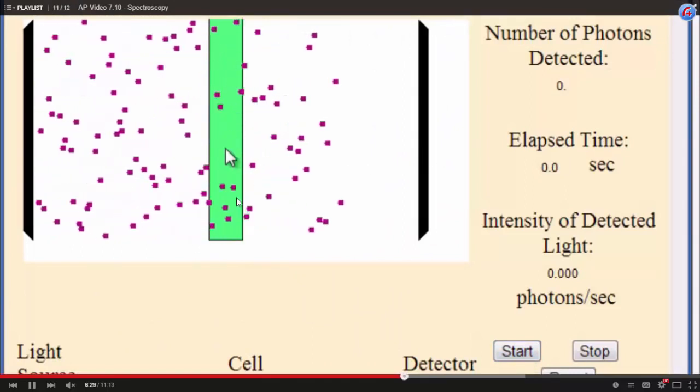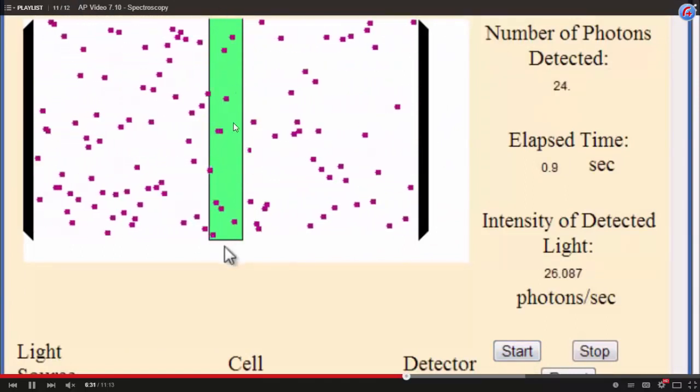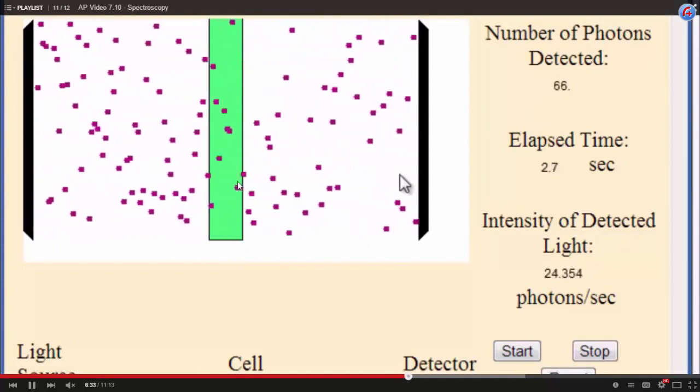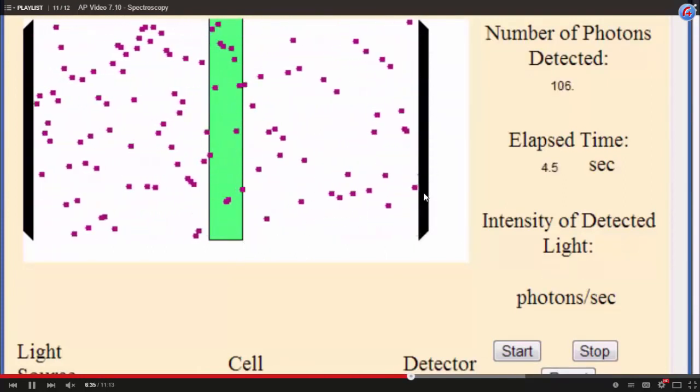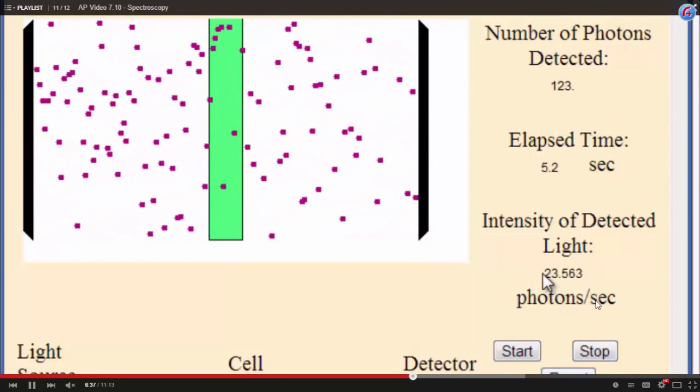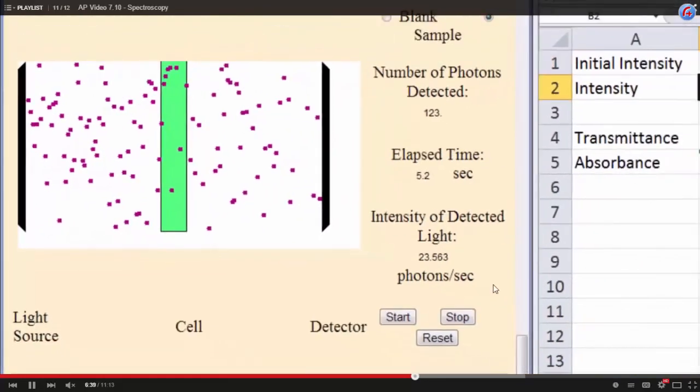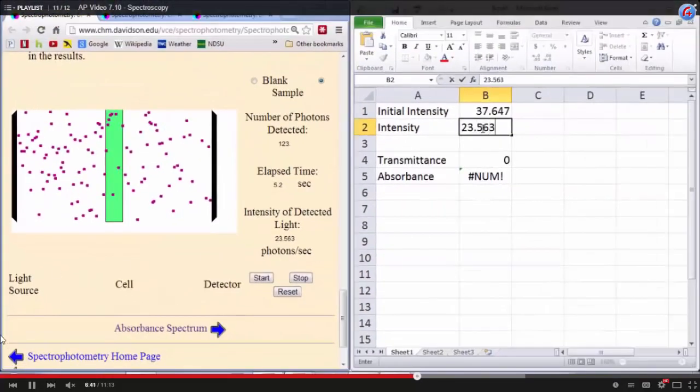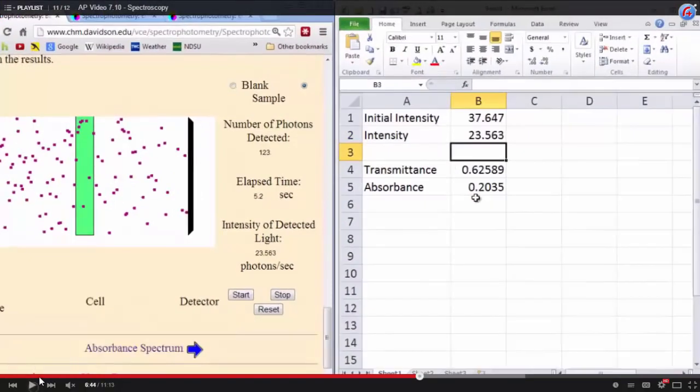Now we can do a sample, and in your sample here, you can see that some of these purple dots are actually disappearing as they go through. Notice, therefore, there should be fewer photons hitting here, and now there are about 23 photons per second hitting. Okay, let me pause this for a second. So basically, now that there are fewer photons hitting per second, the intensity went down because the sample is absorbing some of those photons. So spectroscopy basically looks at what happens to the intensity of light as it goes through.